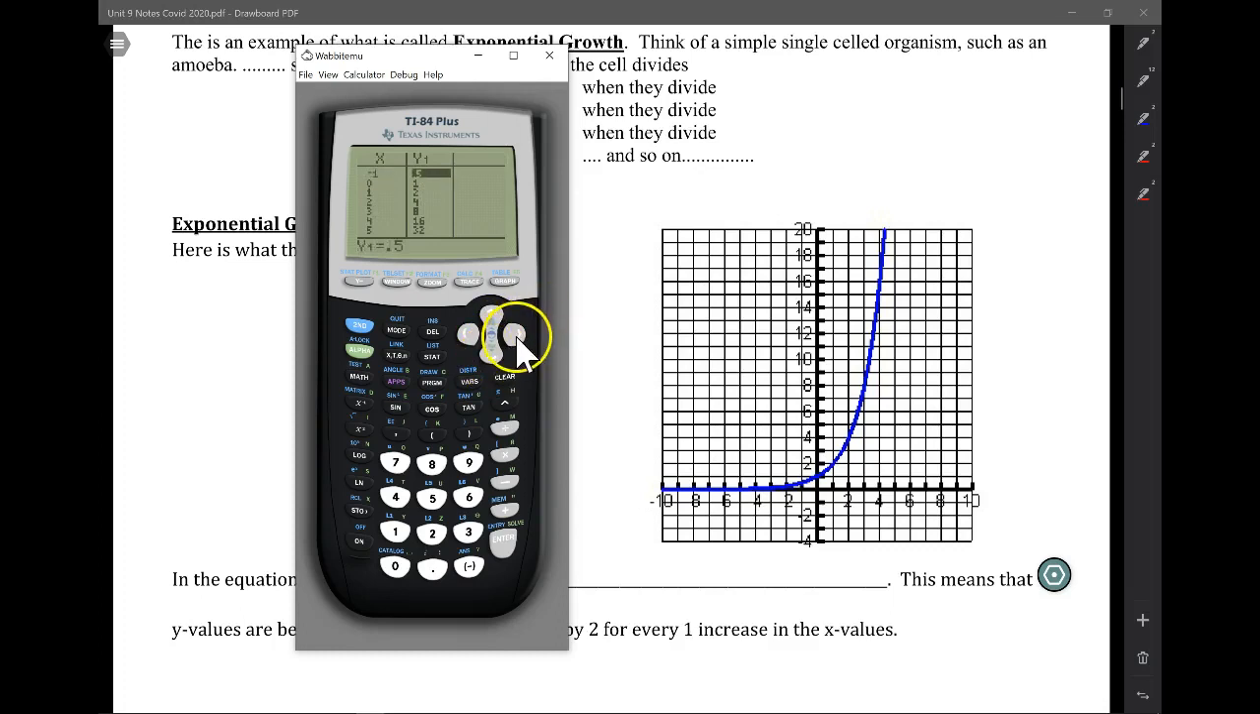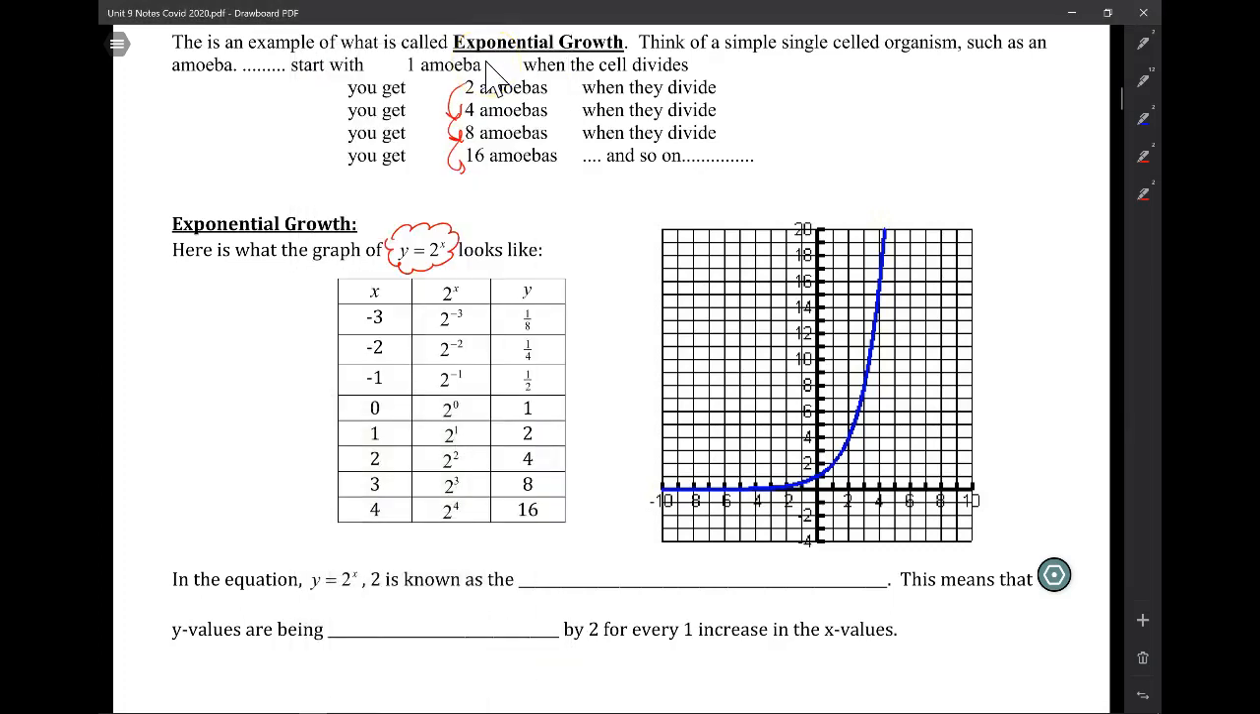If you look at your y's, 0.5 to 1, 1 to 2, 2 to 4, 4 to 8, 8 to 16, and so on. So it's clearly doubling. And the whole reason this pattern is doubling as you go up the y column is because the base of our exponent is a 2. And so when you go to graph that, this is what we would consider an exponential growth.